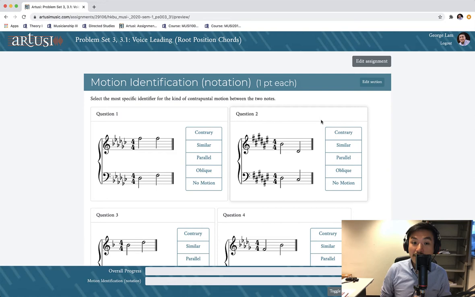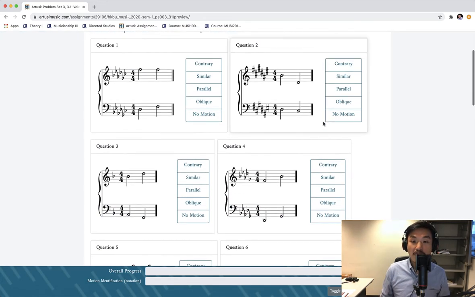There are 3 sections in this problem set. First is motion identification notation. This is very, very straightforward. It's just like our work with first species counterpoint. Just tell me what kind of motion is happening between the two voices.